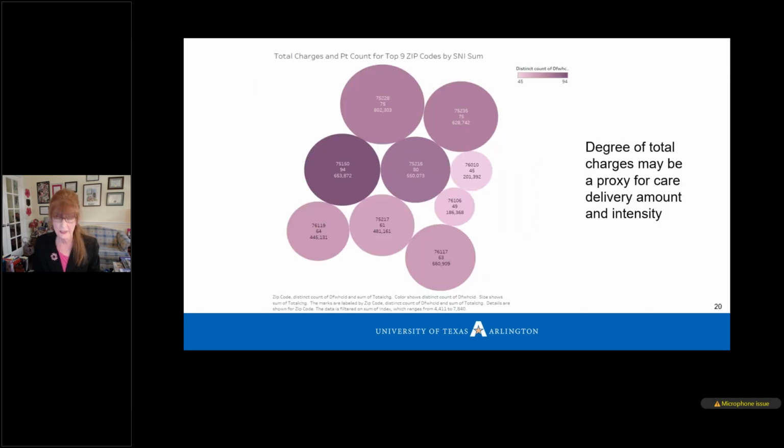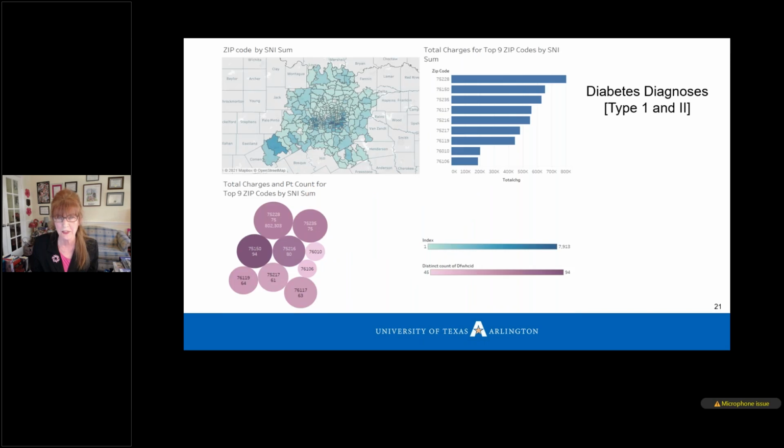Another way to look at it here is that the color provides the count. The darker the purple, the higher the number of patients with diabetes in there. As you can see, the darker 194, the larger the circle, the higher the charges. So it gives you a perspective on what you might want to look at in terms of care delivery next steps. You can also, to get this to the leadership, put it in dashboards pretty easily.